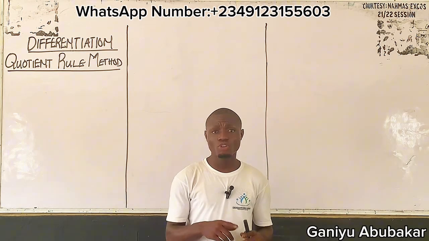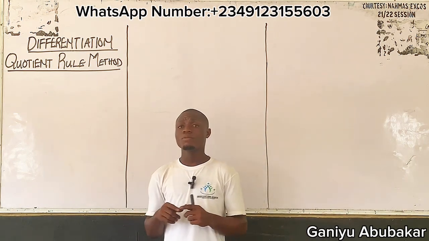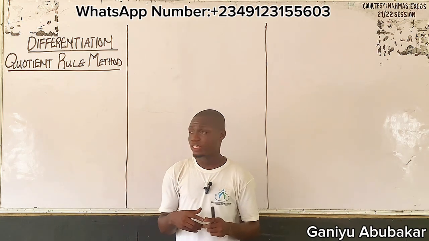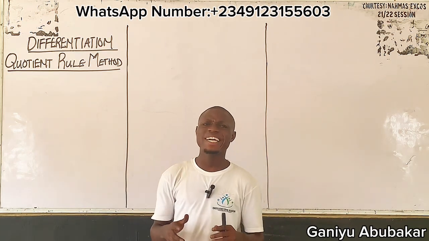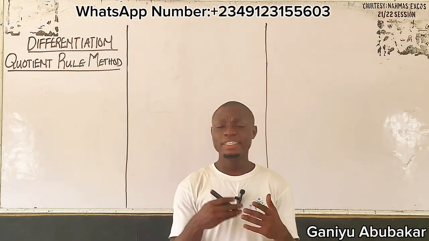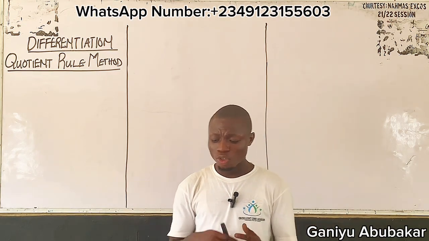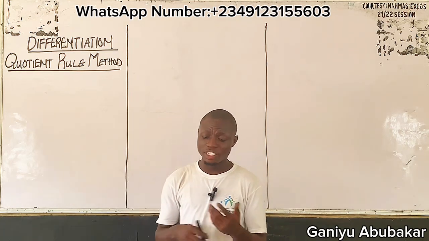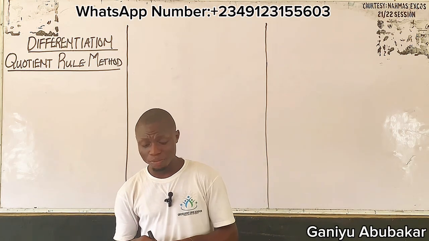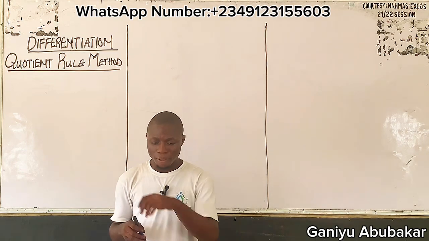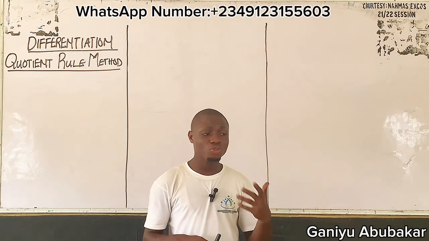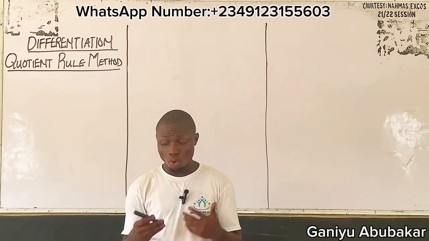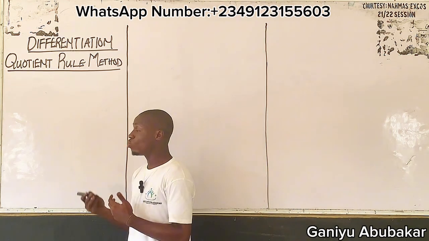When it comes to the product rule, when you have two terms multiplying each other, you apply the product rule, right? For the quotient rule, the idea is that when you have two terms dividing each other, you apply the quotient rule. So the quotient rule is a result of division. It is used when two variables or terms are dividing each other. That's when you use the quotient rule.